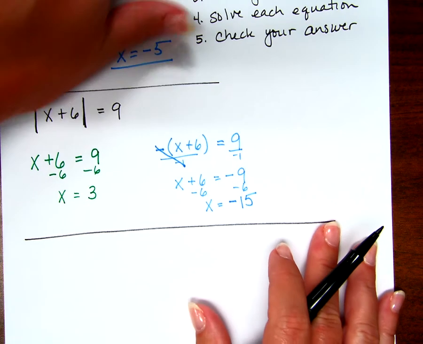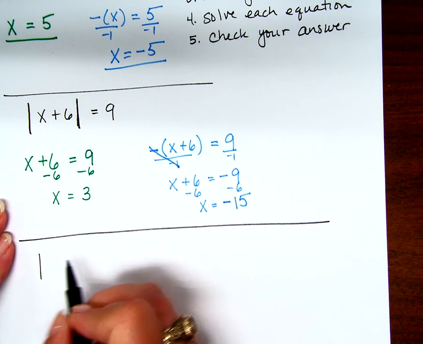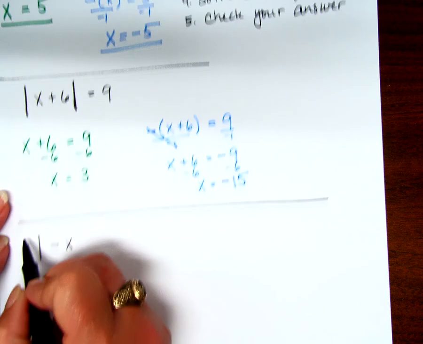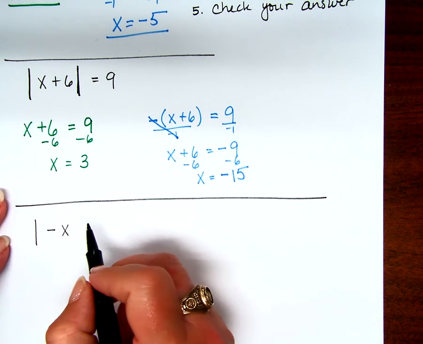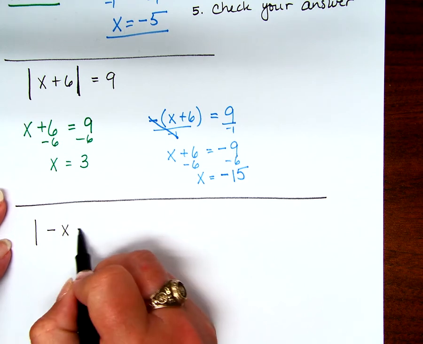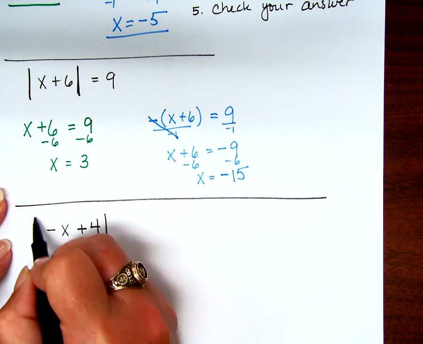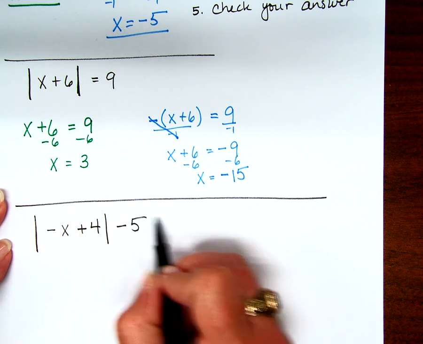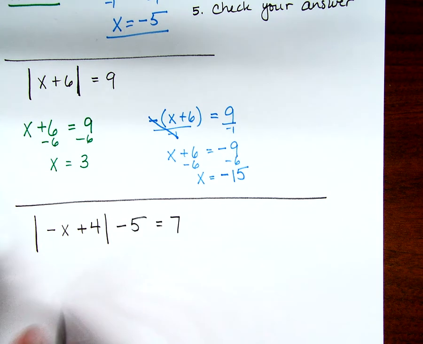All right, let me see if I can think about this in my head real fast. How about negative x? Ooh, I'm going to add something different. Ooh, you better watch out. Absolute value of negative x plus 4, minus 5 equals 7. Ooh. What's step 1? Don't panic.